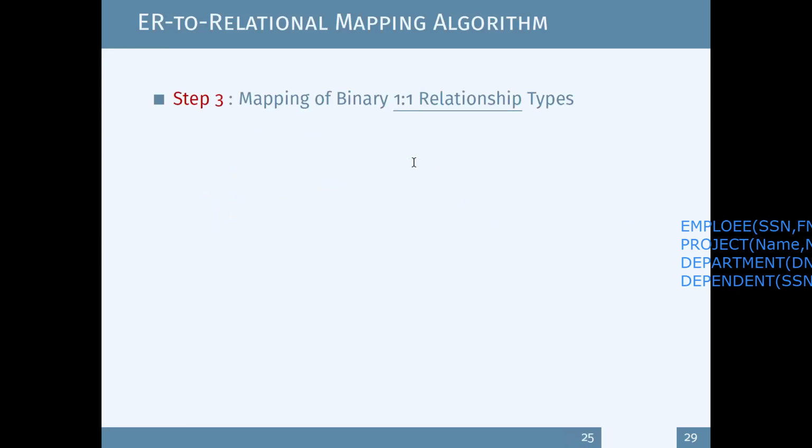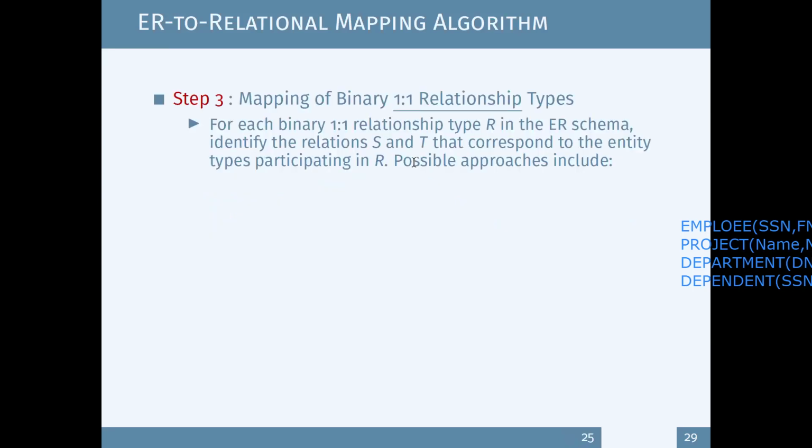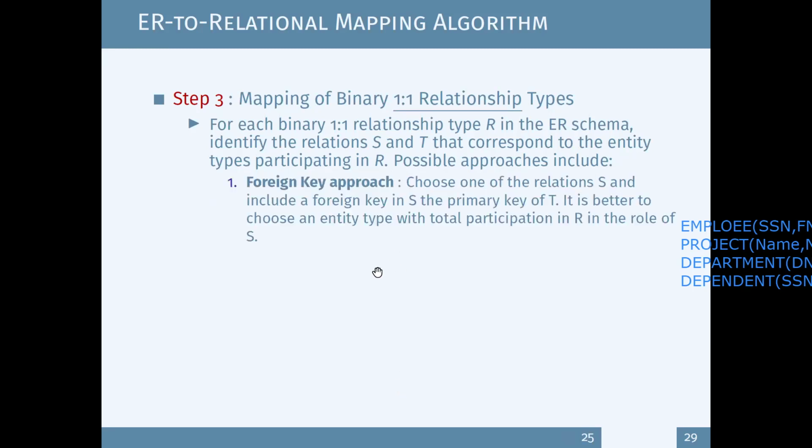Okay, so here is the theory. For each one-to-one relation, we identify 2 sides, S and T, for the participation relation R. So there are 3 possibilities what we can do. We can create a foreign key approach. What do you mean by foreign key? Let me explain. Foreign key means we are going to have a common attribute to combine the 2 relations, right?